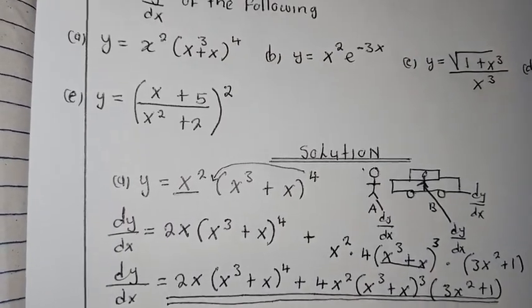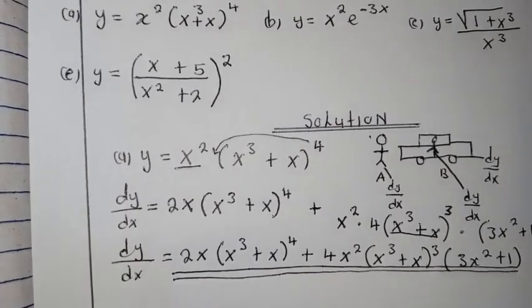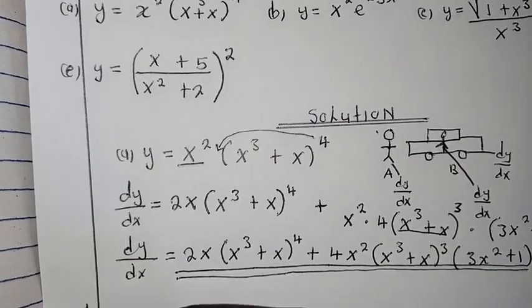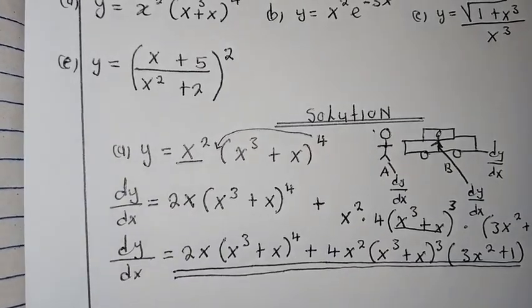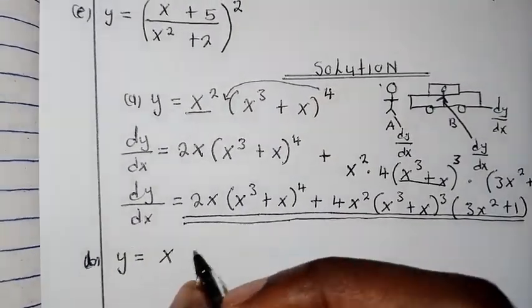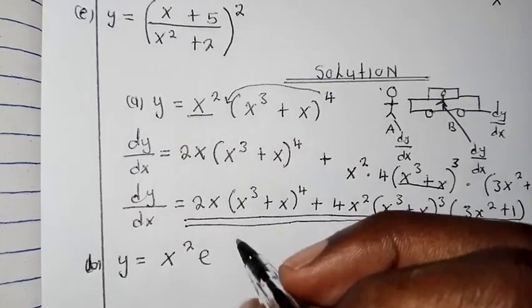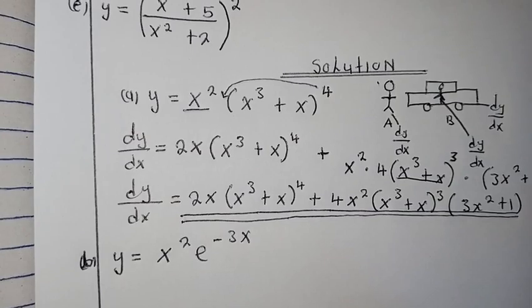Okay, so which one is the second question? Of course, we've done the first question. We get to B. So for B, we are going to use the same concept. They're saying y is equal to x to the power 2, then e to the power negative 3. The same concept applies here.